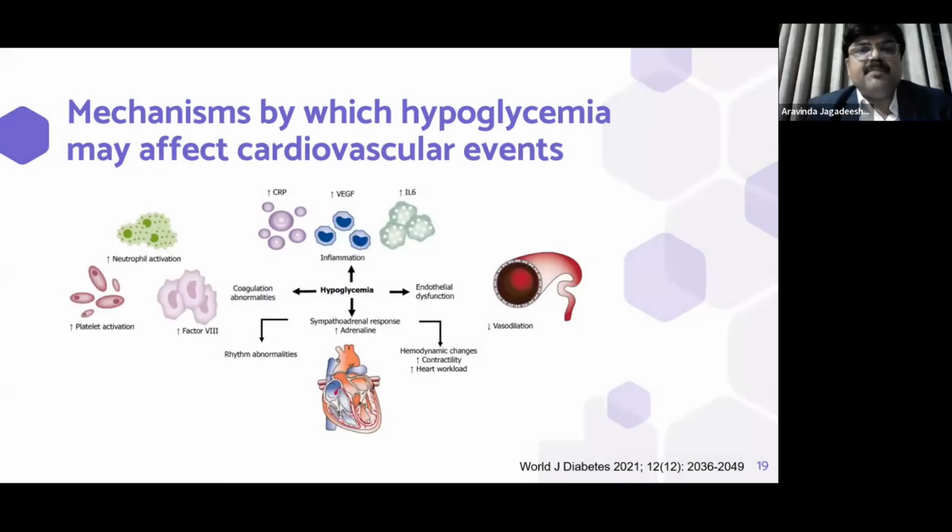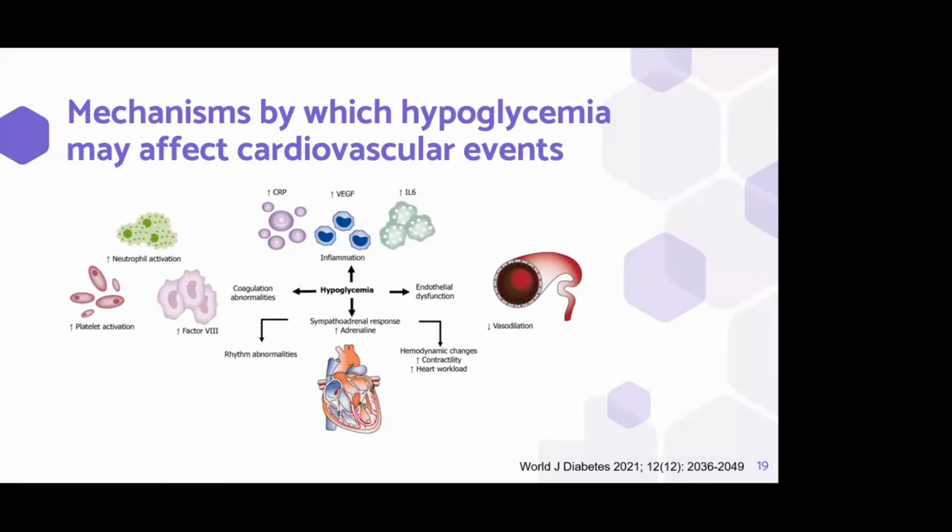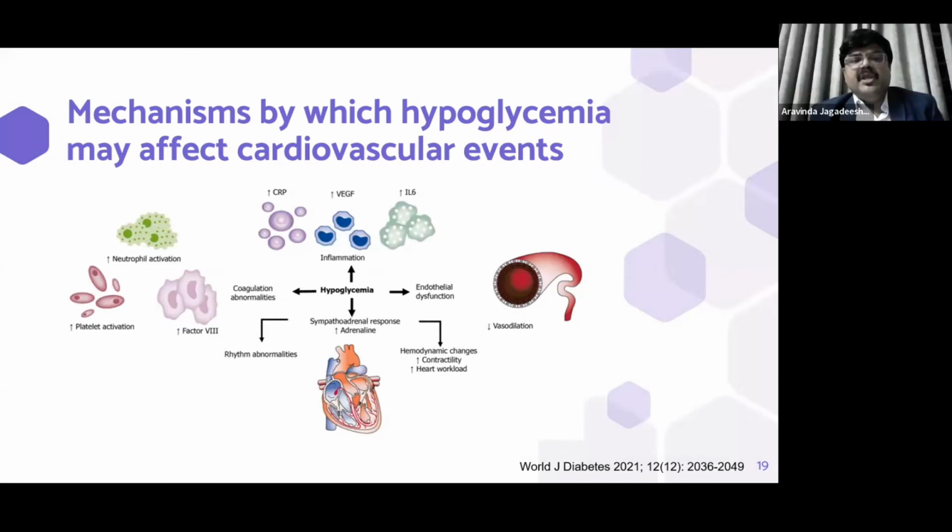So the mechanism by which hypoglycemia may affect cardiovascular events, you can see from the center where the hypoglycemia is. At the top, it leads to inflammation, with an increase in inflammatory markers like increased CRP, increased VEGF, increased interleukin-6. On the right-hand side of hypoglycemia, you can see it can lead to endothelial dysfunction and decreased vasodilatation.